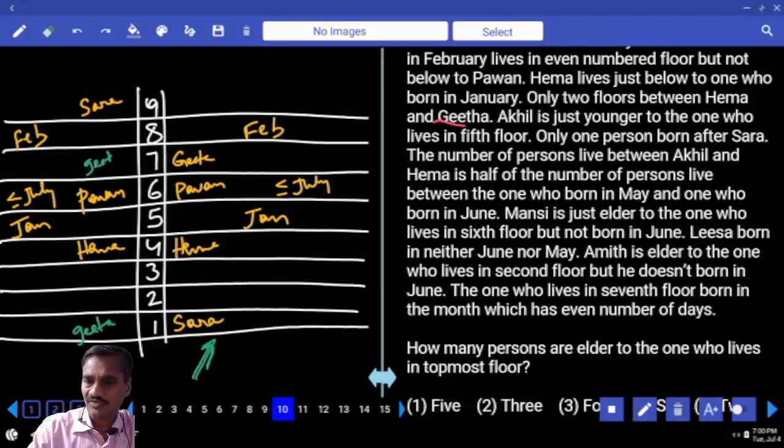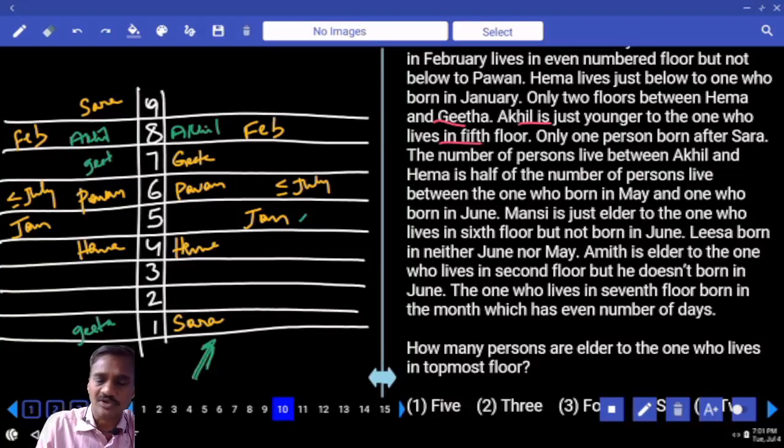Then only one person, and Enquiry is just anchored to the one who lives on the 5th floor. Now the one who lives on the 5th floor is born in Jan, and Enquiry is just anchored to this one, and Enquiry must be staying on the 8th floor. Then Enquiry is just anchored to the one who lives on the 5th.